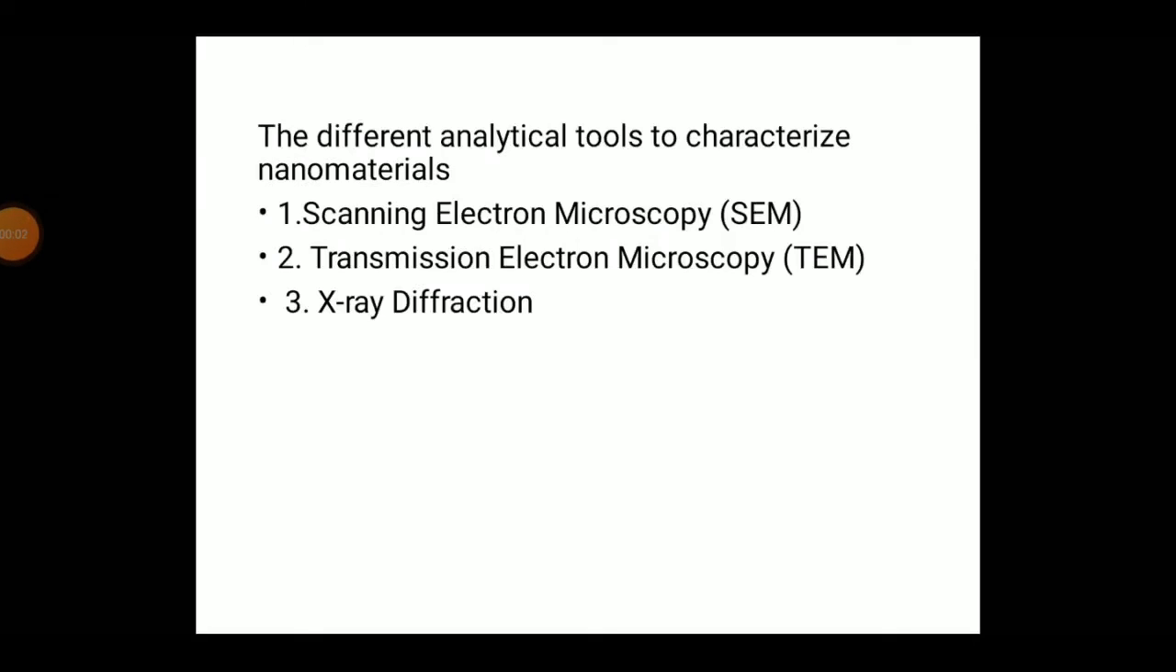Next, you have characterization of nanomaterials, that is explanation or description of various features of your nanoparticles. So the different analytical tools to characterize the nanomaterials are SEM, that is scanning electron microscopy, TEM, that is transmission electron microscopy, and the third one is X-ray diffraction. So these are the three analytical tools to characterize or to describe the features of your nanomaterials.